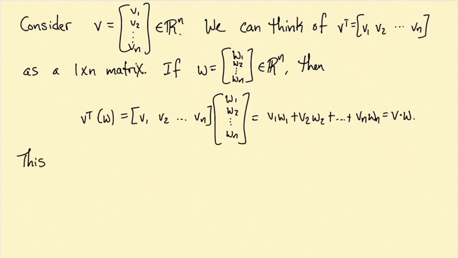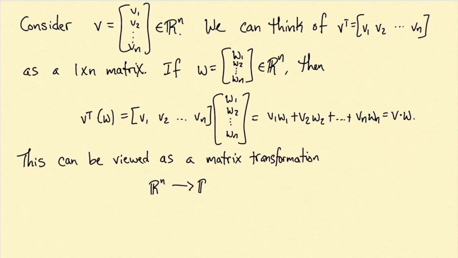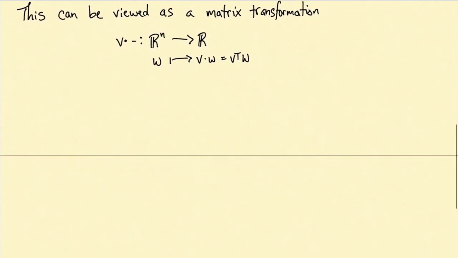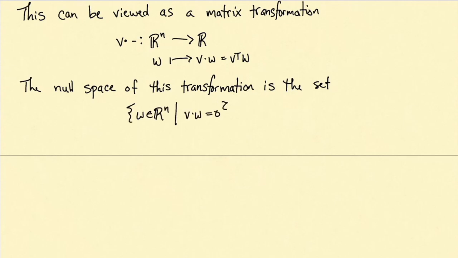So we can think about the transpose as defining a matrix transformation from Rn to R. We'll denote this as v dotted with blank. It takes in a vector w, and then it multiplies w by the transpose of v on the left. And of course, if we think about this as a matrix transformation, then it makes sense to think about the null space. The null space of this matrix transformation gives us the set of all vectors that are perpendicular to v.